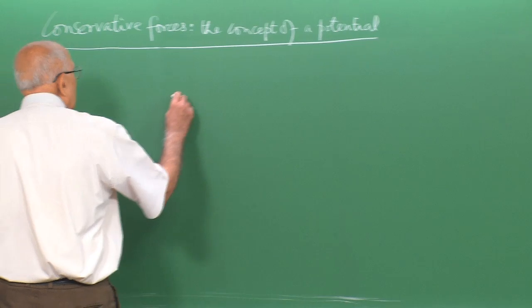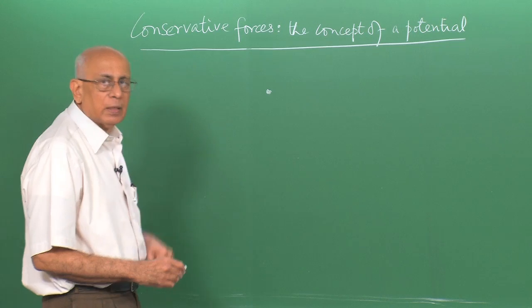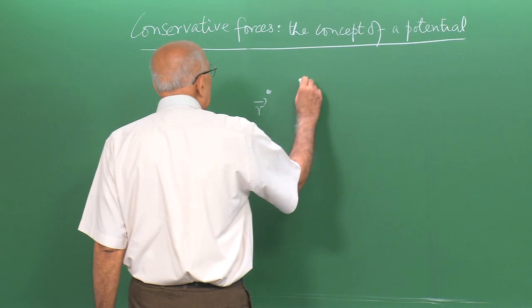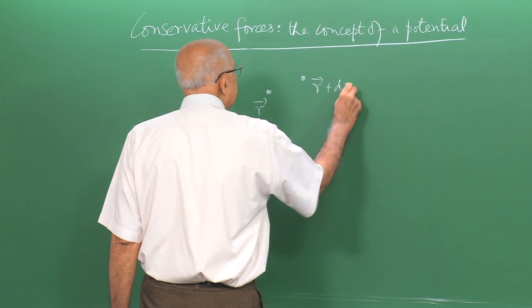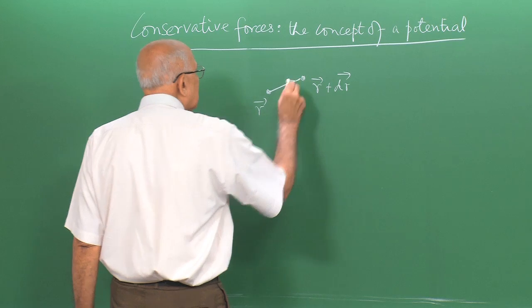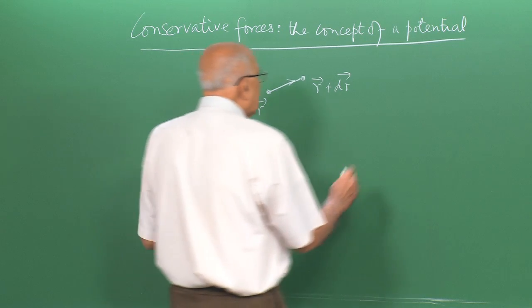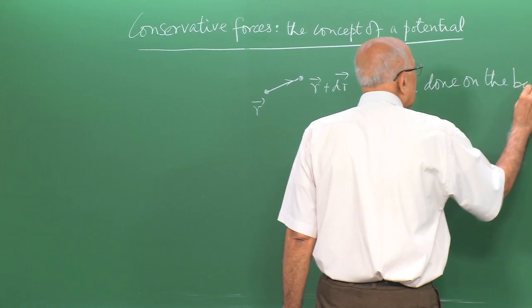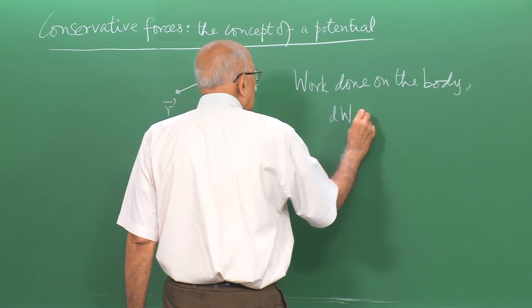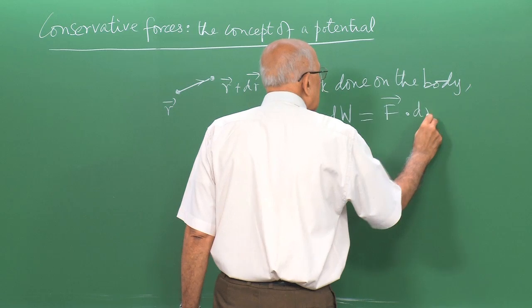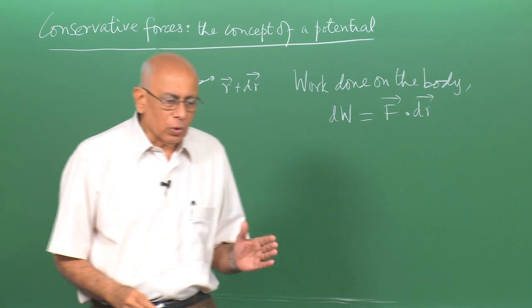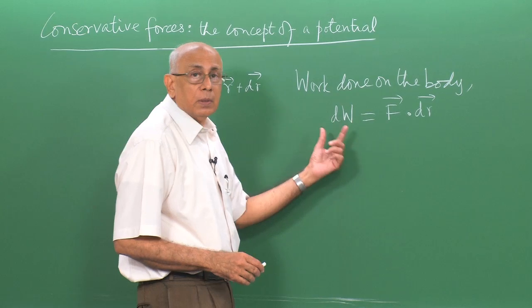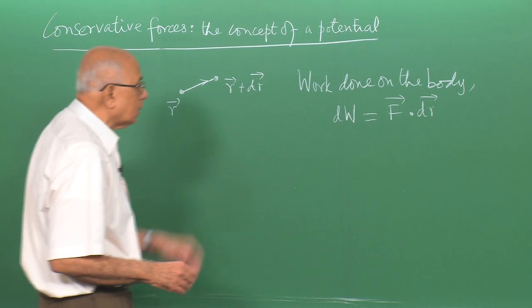We know that if you have a particle or a body of some mass m at some position vector r, and a force acts on it and displaces this object to a neighboring point, let's say r plus dr, then the work done on the particle or the body, let's call it dW, is equal to F dotted with dr. In other words, that component of the force which is along the direction of the displacement does the work, and it's equal to dW, and this amount is given by the scalar product of F with dr.